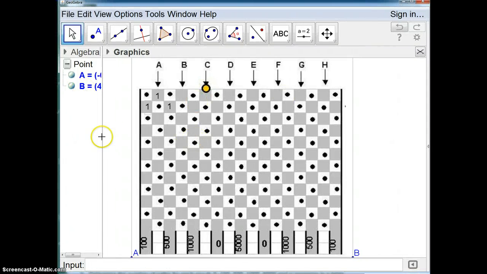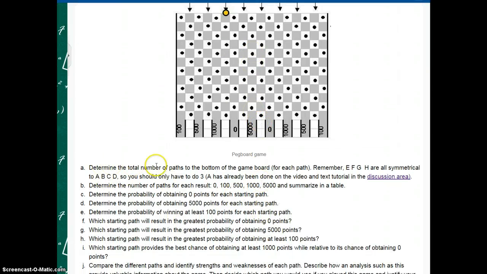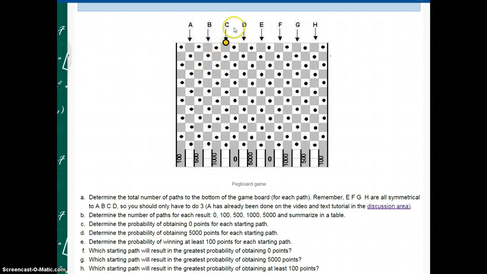Okay, so for this question, we're being asked to look at this pegboard game, and we're supposed to try to find our total number of paths to the bottom. So I said A has already been done in the video, that's what we're going to work out now, and then we're going to try and use A to work out the probability. So I'm going to go through A here, and then you guys are going to do B, C, and D.